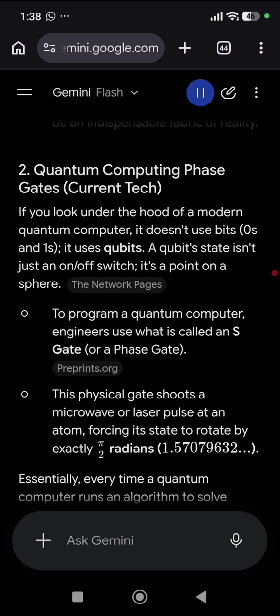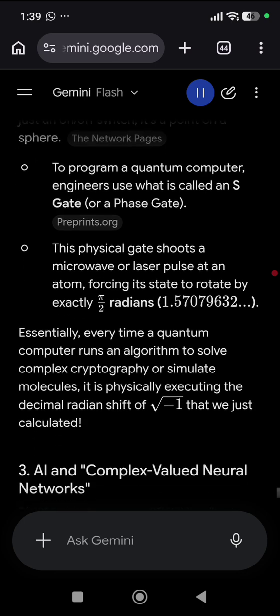2. Quantum computing phase gates, current tech. If you look under the hood of a modern quantum computer, it doesn't use bits, zeros and ones, it uses qubits. A qubit state isn't just an on-off switch, it's a point on a sphere. To program a quantum computer, engineers use what is called an S-gate, or a phase gate.